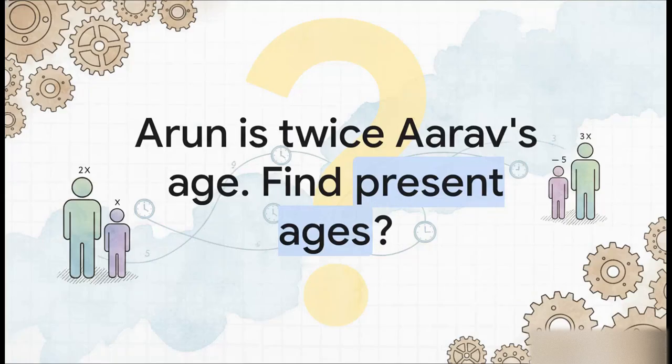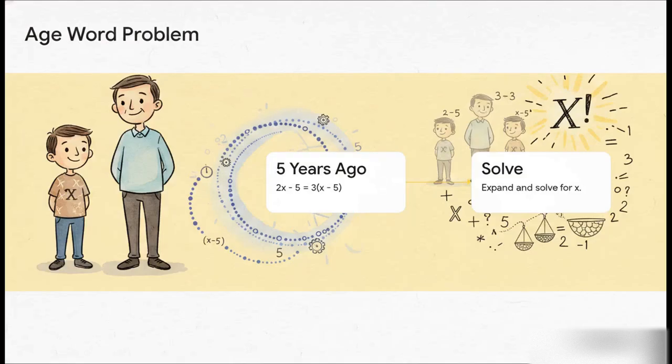Let's try one more real-world scenario, this time dealing with calculating ages over time. So Arun's present age is exactly twice Arav's. But here's the twist. 5 years ago, Arun's age was 3 times Arav's age. Kind of sounds like a riddle, right? How do we find their present ages? By translating their past and present into variables, we can build an equation that totally balances out their timeline.